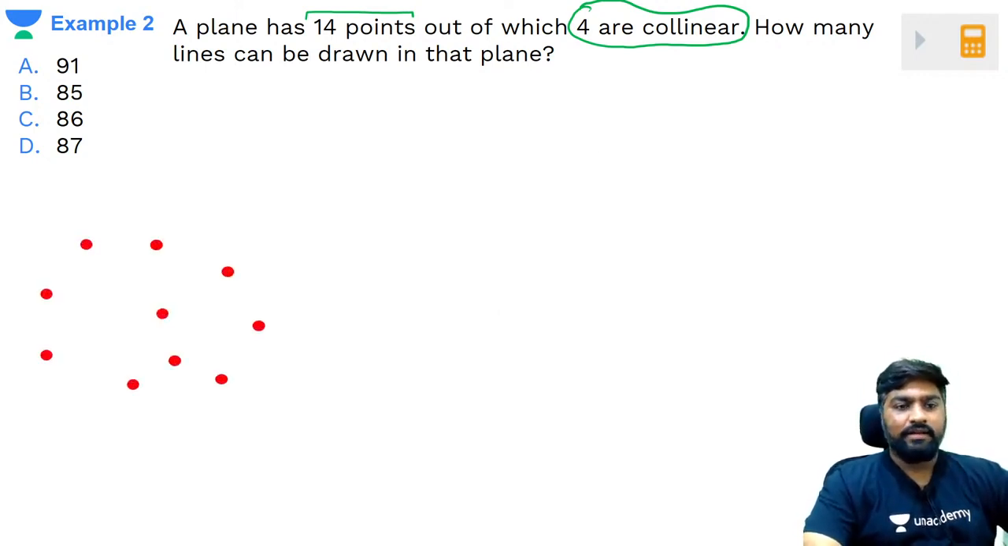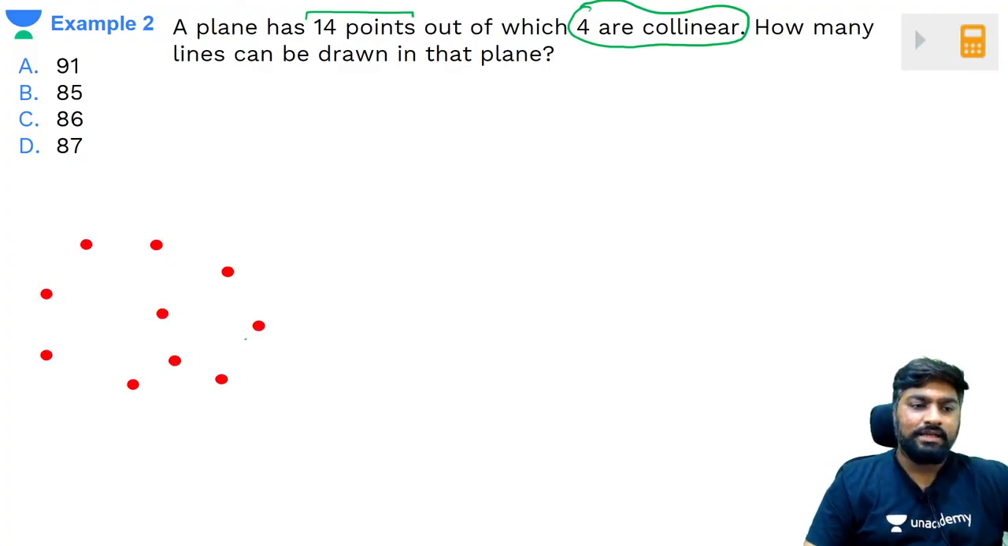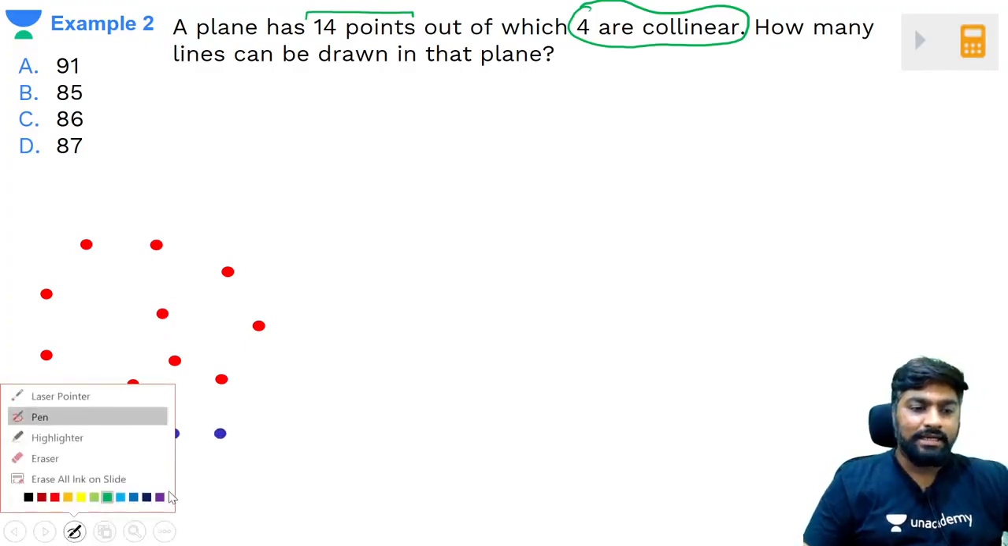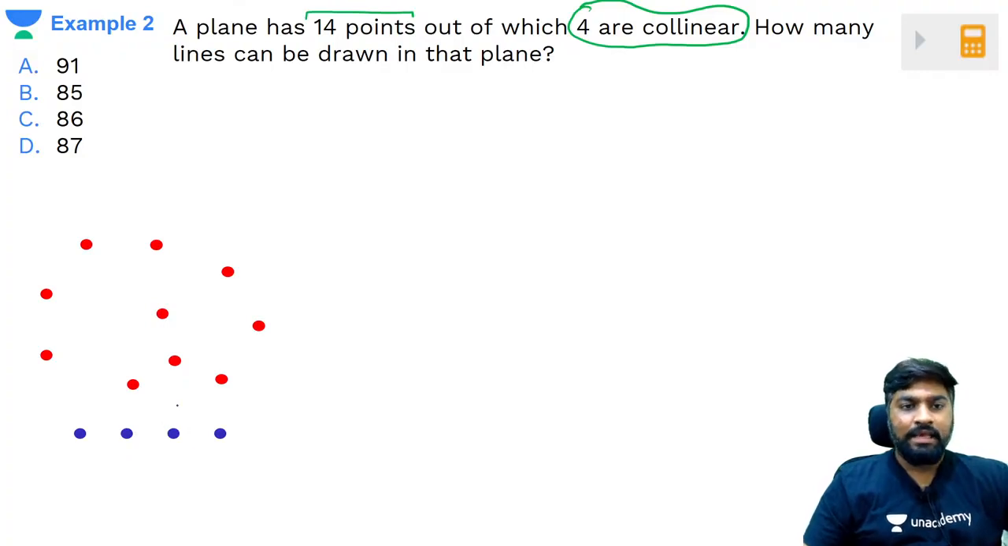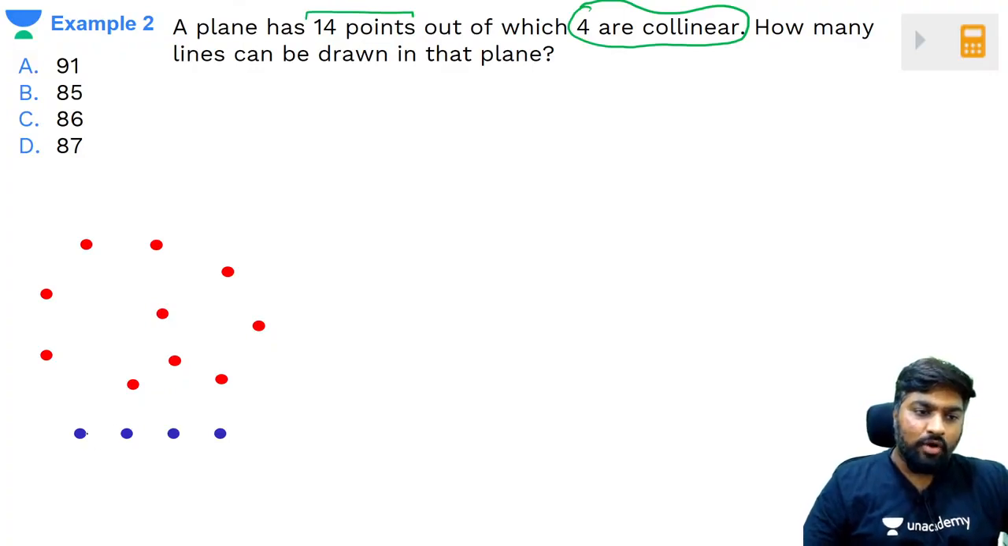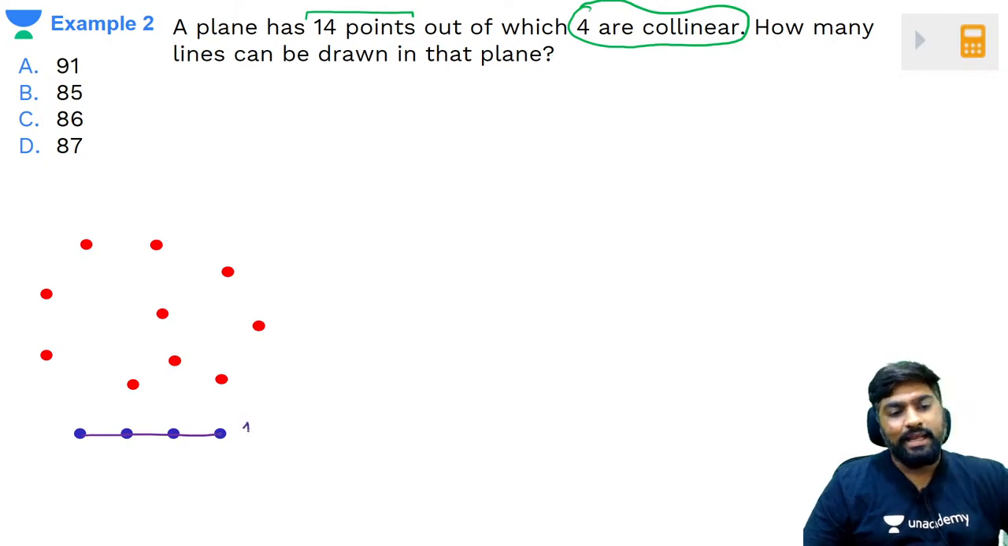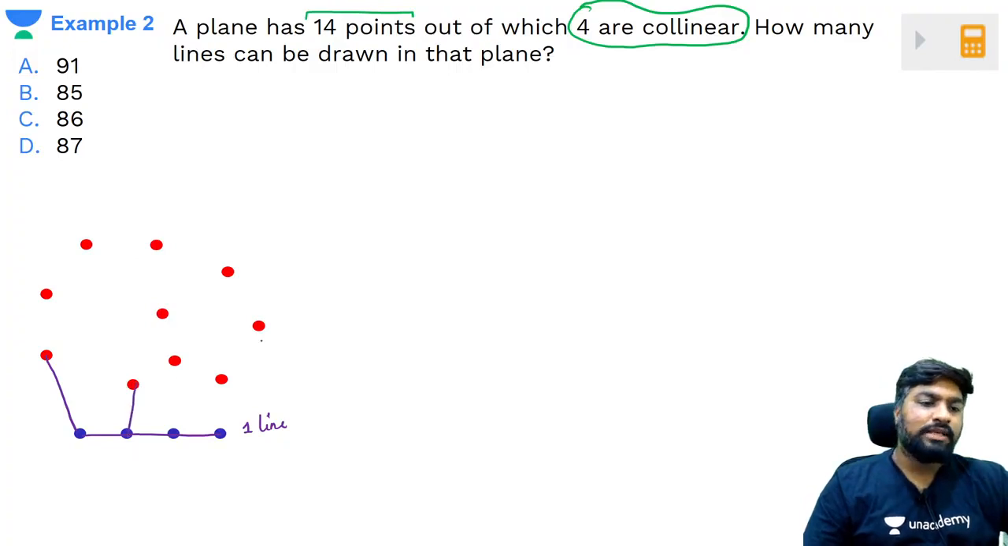Okay, so we have 10 points that are non-collinear, and there are 4 points that are collinear. Let's say the points in blue are collinear, and the remaining 10 are non-collinear. Here also, what happens in a collinear set is this entire thing is one line, correct? But if you notice, you can form a line using these 2 points, these 2 points, these 2 points.